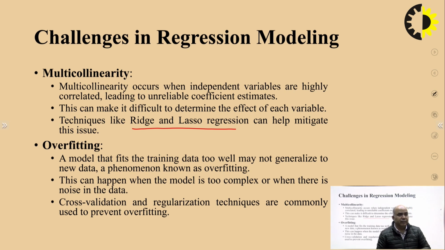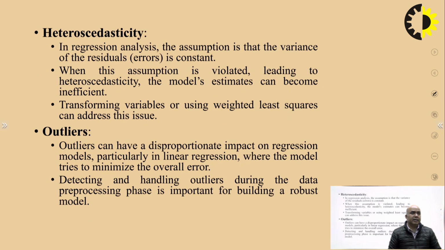If there is overfitting, the model fits the training data too well but does not generalize to new data. That phenomenon is called overfitting. This happens when the model is too complex, or when there is noise in the data, or when there are large data sets. For that, we perform cross validation, and regularization techniques are commonly used to prevent overfitting.